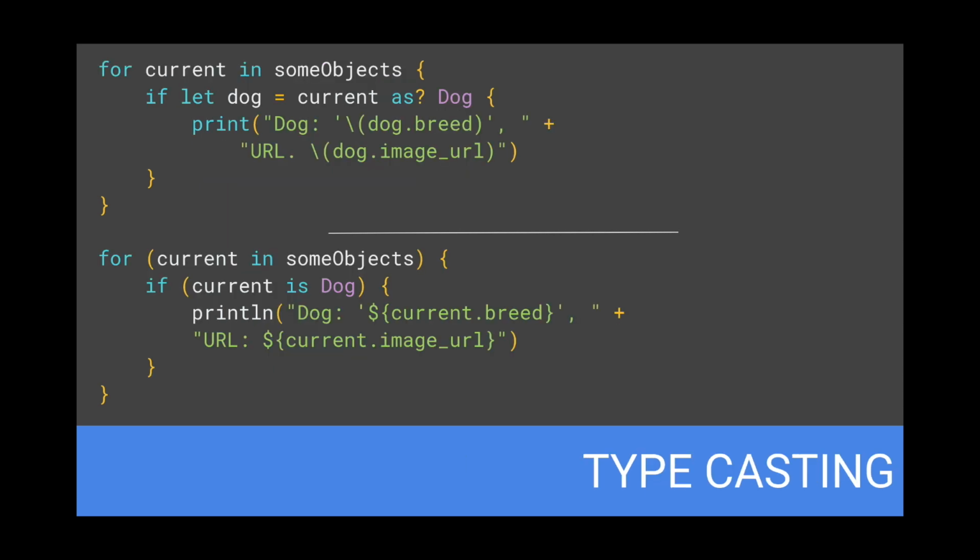This is another example of the similarities. You have the as operator that you use to cast one object to a specific type. And you also have the is operator to determine if an object is of a specific type.